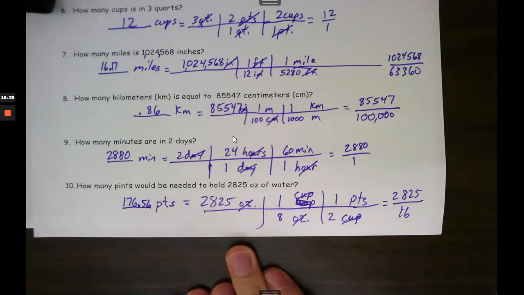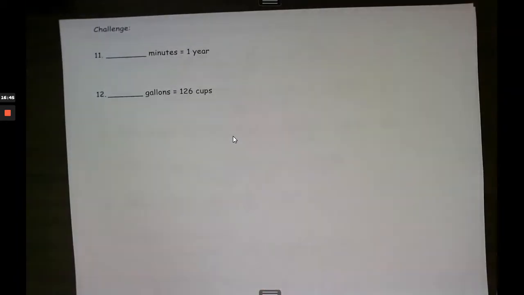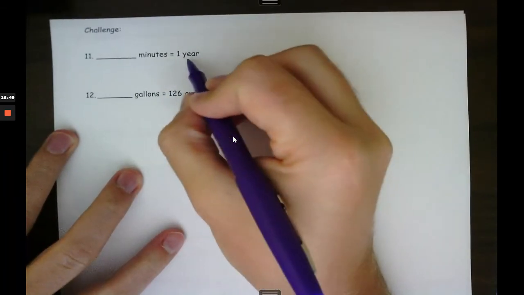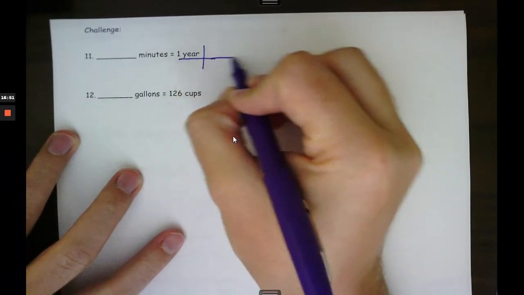Okay? These have all been 2 steps. There are 2 more examples. If you'll notice, these both say challenge. The reason these say challenge, well, you'll see. So let's see if we can figure out how many minutes are in a year. So 1 year goes by, how many minutes have passed? Okay?